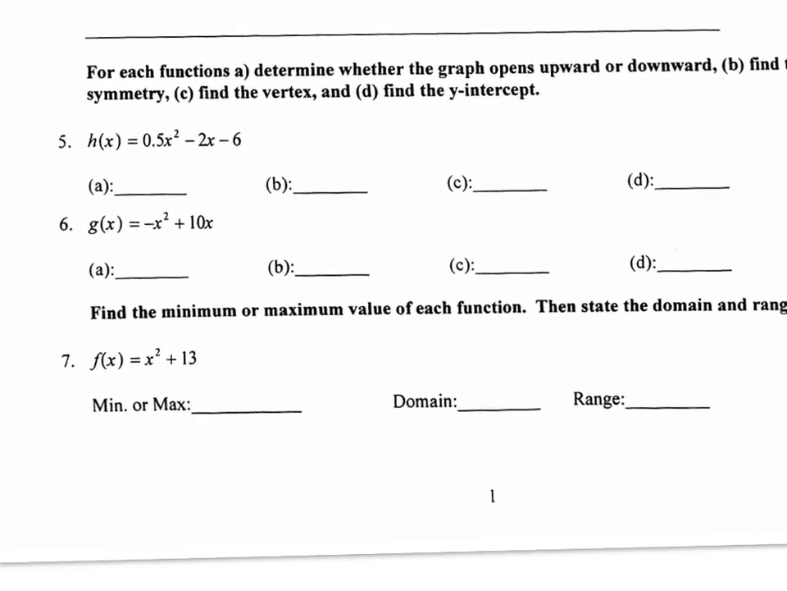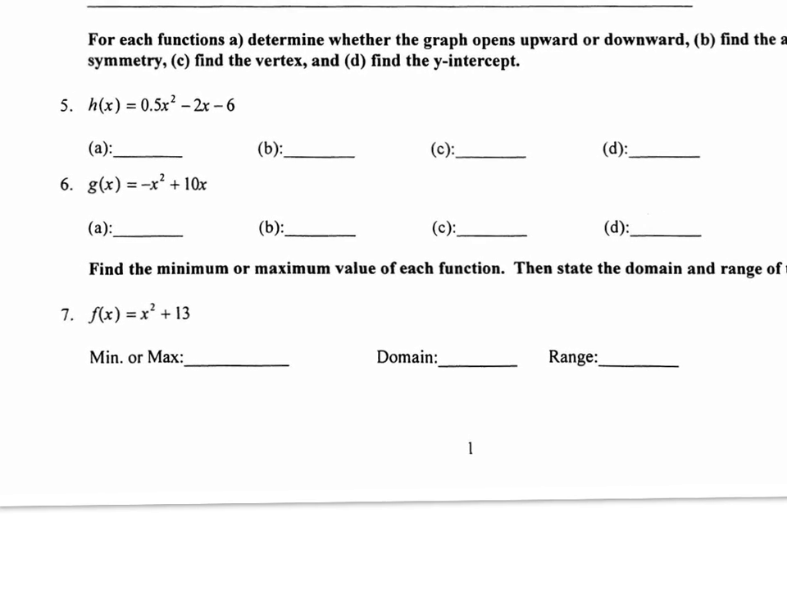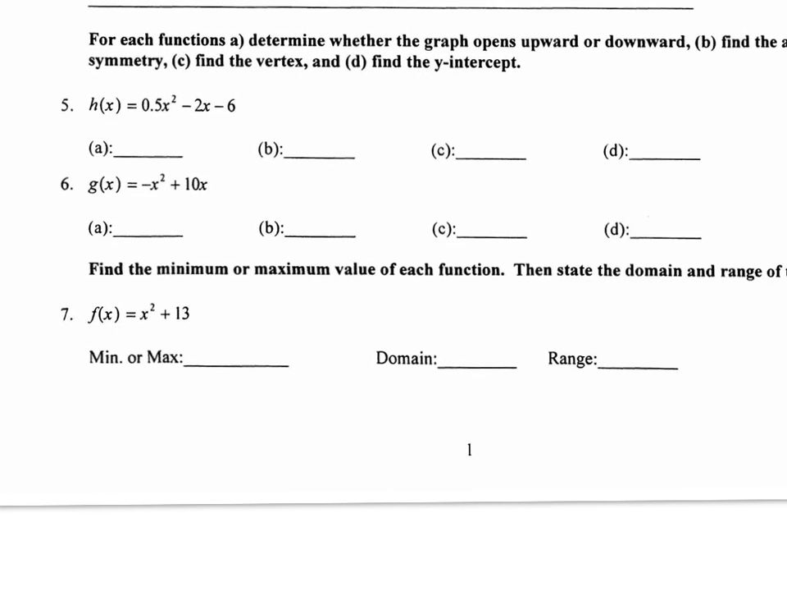For these next questions, we need to determine many things. Some of them are very easy, like does it open up or down? So it's really easy. Here we go. This first one, does it open up or down? Well, that's up. Why is it up? Because the a value is positive. How about number 6? Does it open up or down? That one's down, because the a value is negative.